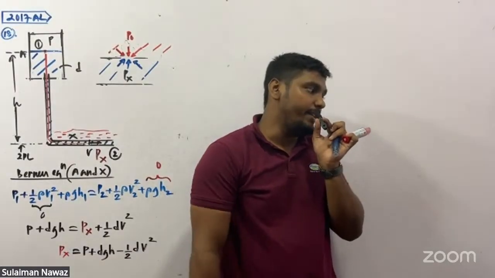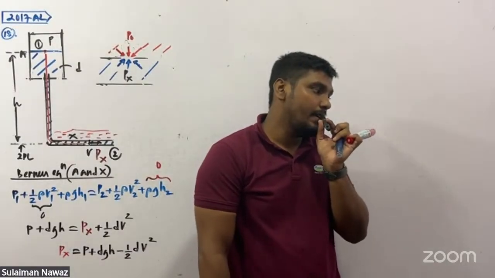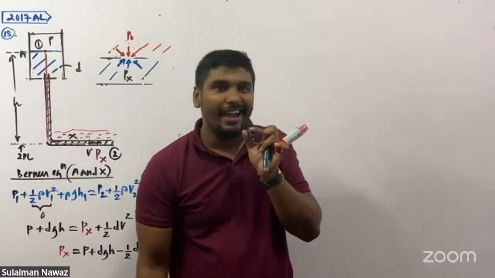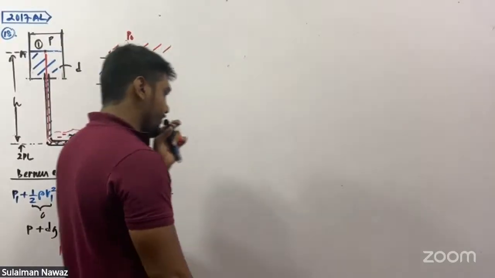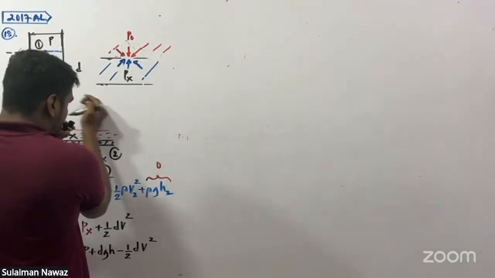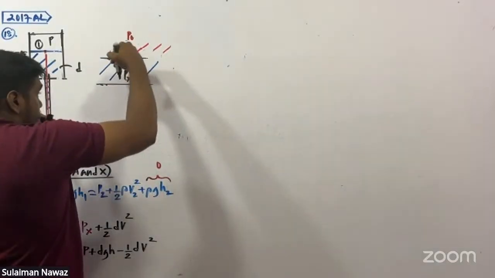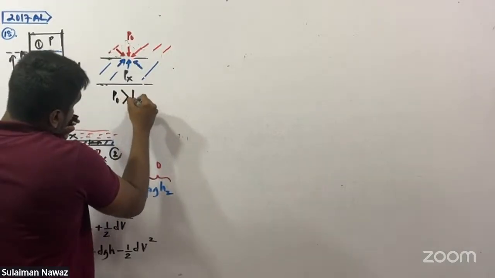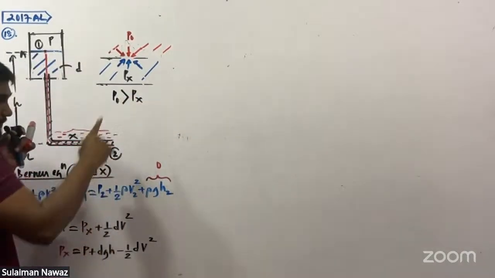The logic, P0 larger than Px, hands up. Okay, we are going with that story. There's a condition, write down: in order for muddy water to flow into the tube, P naught must be greater than Px. If I'm wrong, tell me.